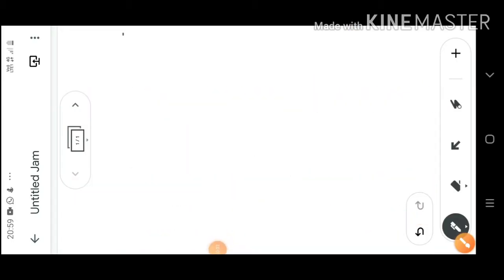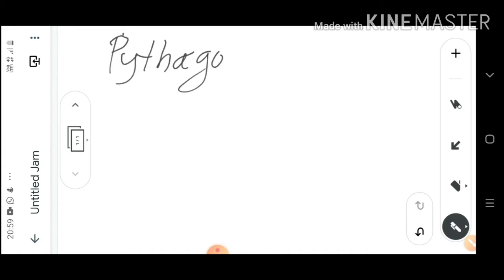Let us today study what is Pythagoras theorem. Now, in many previous standards, you have studied what is Pythagoras theorem. Do anybody of you know? Now let us see what is this theorem.